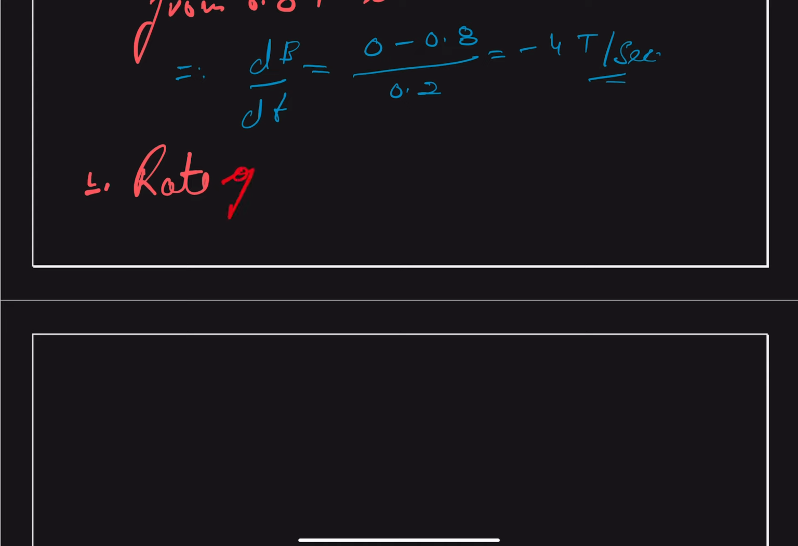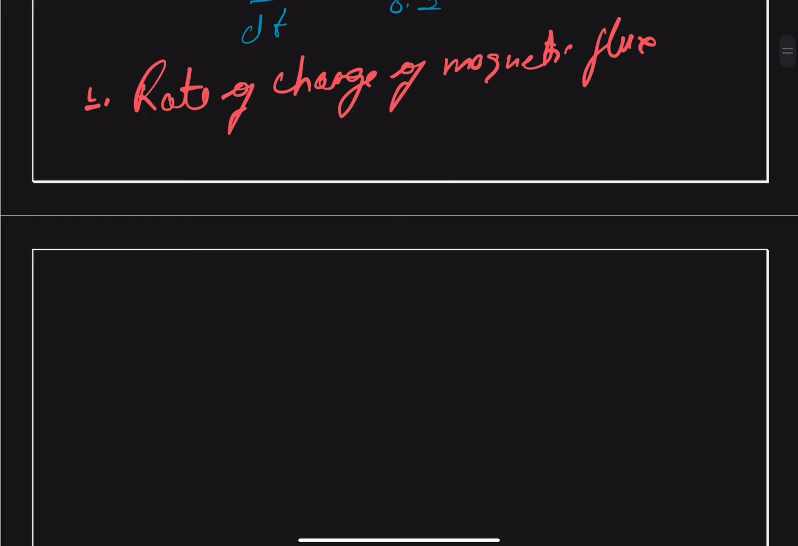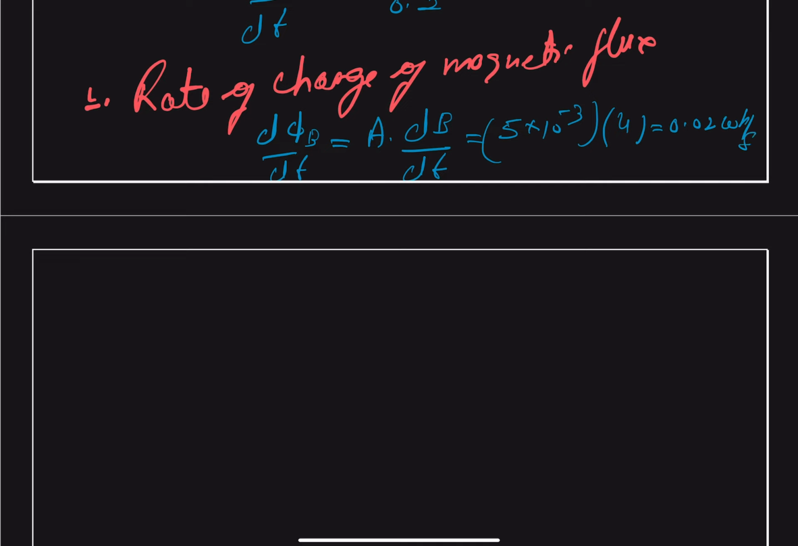Rate of change of magnetic flux, which is our dφ/dt, is equal to area multiplied by dB/dt. Area we already know is 5 into 10 to the power minus 3, and rate of change is given as 4, so this comes as 0.02 Weber per second.